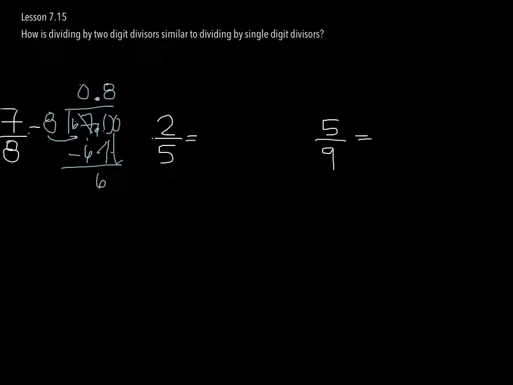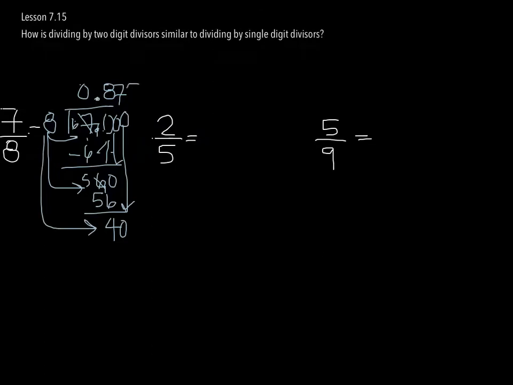Bring that down. How many 8s in 60? That's going to be 7. Multiply that together. 56. Put answer on bottom. Subtract. That's going to be 4. Add a 0. Bring it down for 40. How many 8s in 40? That should be 5. Multiply. 40. Put answer on bottom. And now we've zeroed out, so we are done. So 7/8 as a decimal is 0.875.